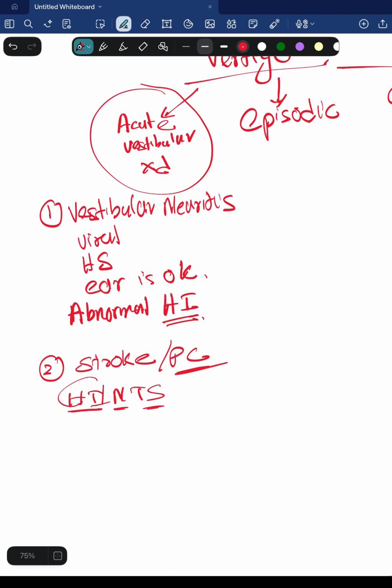And the other one is the test of skew. Now that is a vertical misalignment of your eyes. You can do the cover and uncover test and then you can figure that out. So that is concerning for stroke. Right.